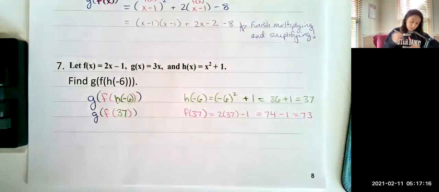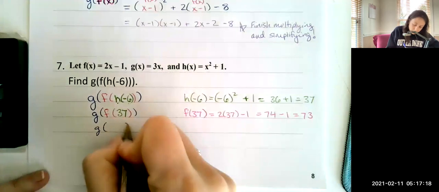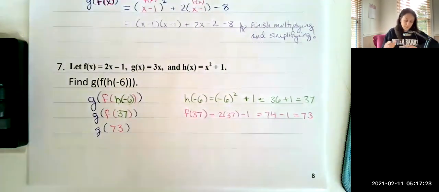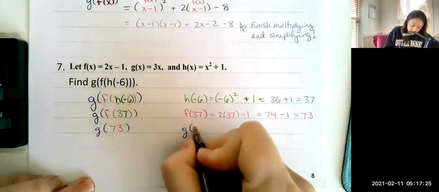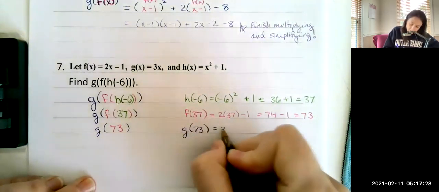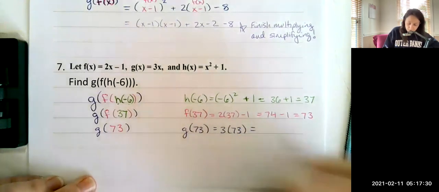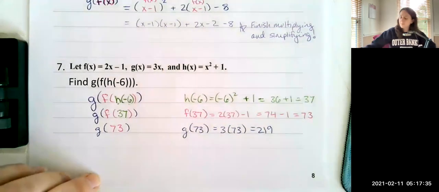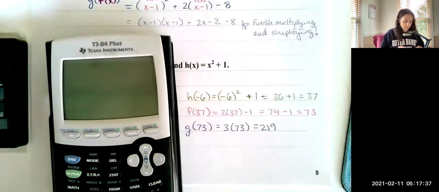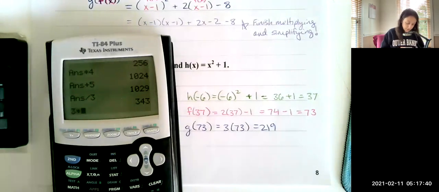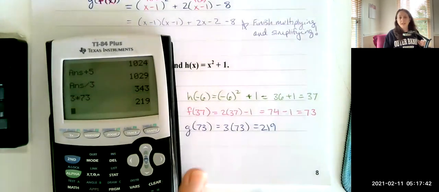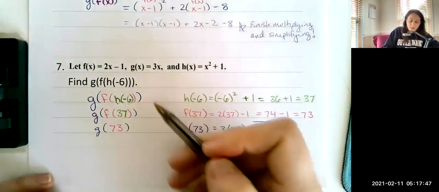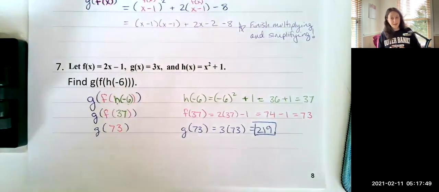Okay, g. Now we're down to g of 73. All right, last one, g of 73. 3 times 73. All right, let's see if I can do this. 3 times 3 is 9. 3 times 7 is 21. All right, let's confirm that I'm not crazy. Well, we all know I'm a little out there. Every math teacher is. Boom, nailed it. All right, so we've got our final answer because we worked it down from the inside out.